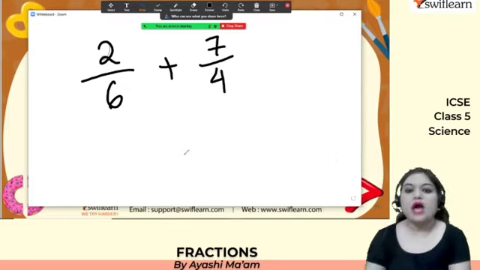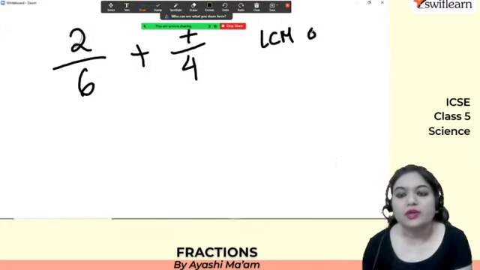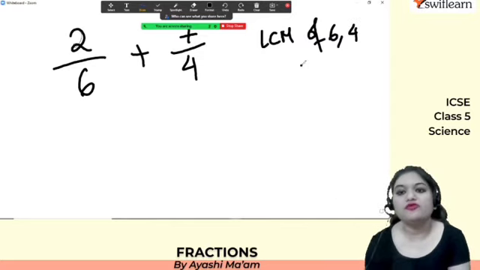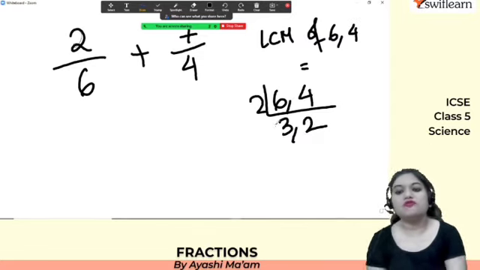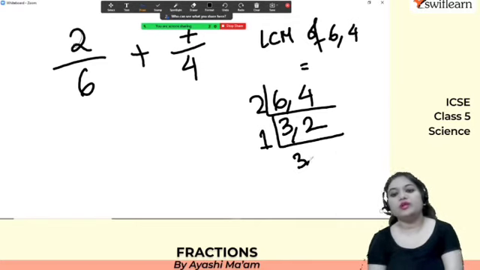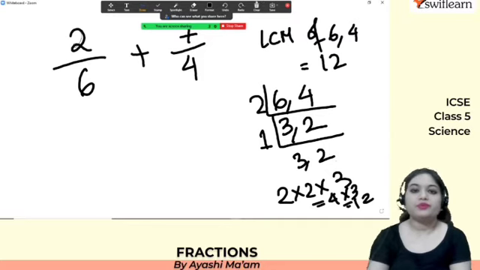So at first, what do we need to do? Simply find out the LCM of the denominators. That means LCM of 6 and 4. What will be the LCM? Do it. 2 3s are 6, 2 2s are 4, right? Then it will go with 1 only. So the LCM will be 2 into 2 into 3. That means 4 into 3, that is nothing but 12. So LCM is 12.